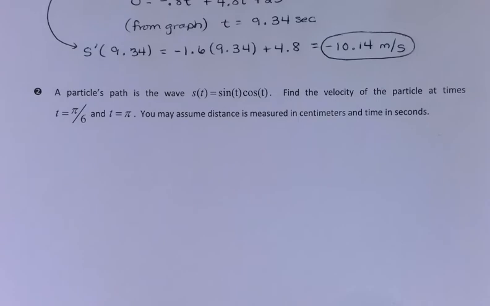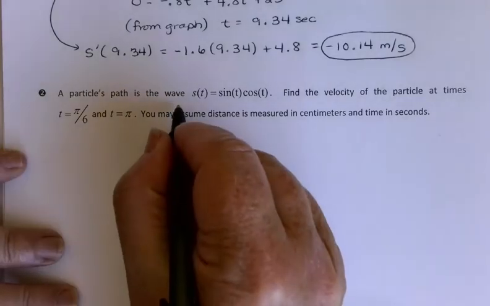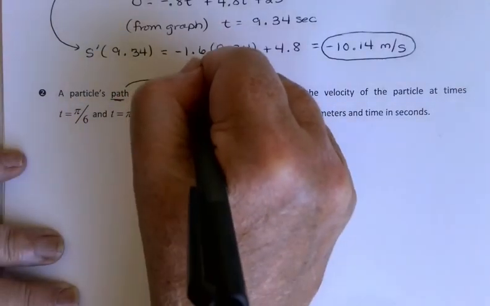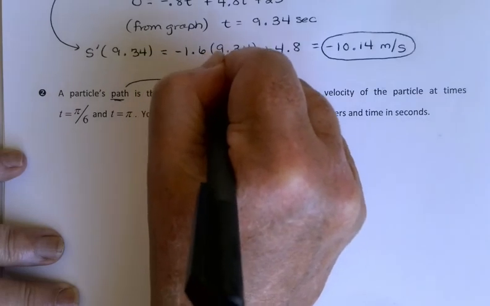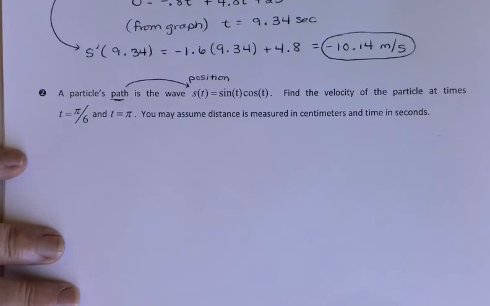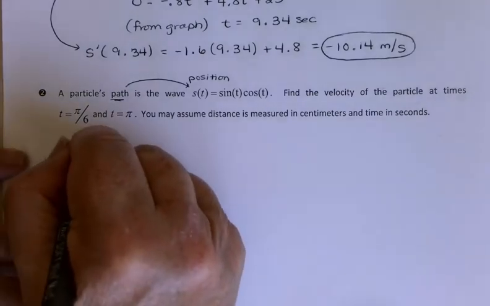So let's go ahead and do the problem first, and then we can talk about graphically why the answers make sense. Again, this is the path, so this is the location or position. If I want the velocity, I'm going to need the derivative of that position function.